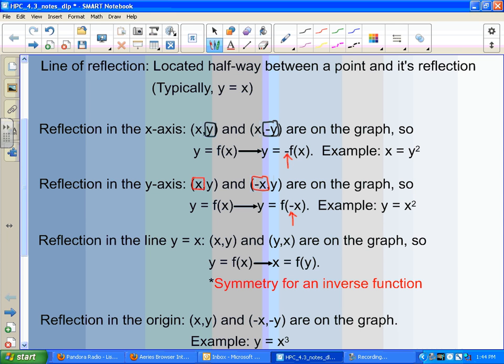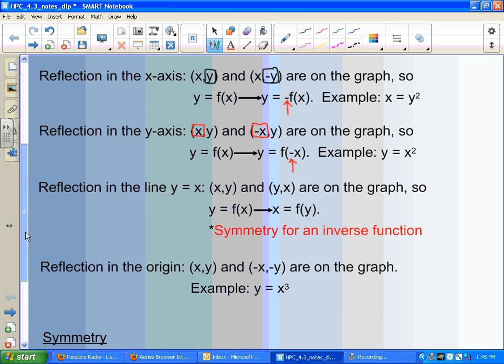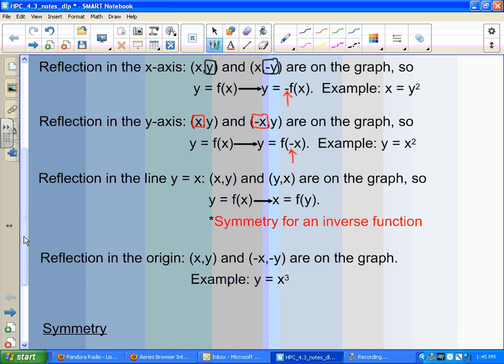Our symmetry case for our inverse functions. And then the last one here, what about just going and being reflected over some point? It may be the origin, and if that's the case, then you switch, well, you don't switch. You change the signs of your x's and y's. They become opposites, both of them. And if that happens, you have reflection around the origin. So that's kind of where we're headed. You good there?